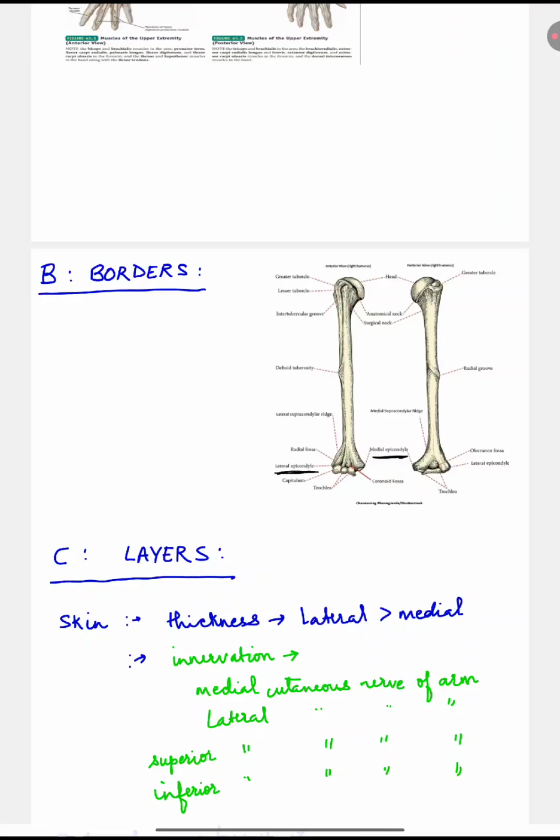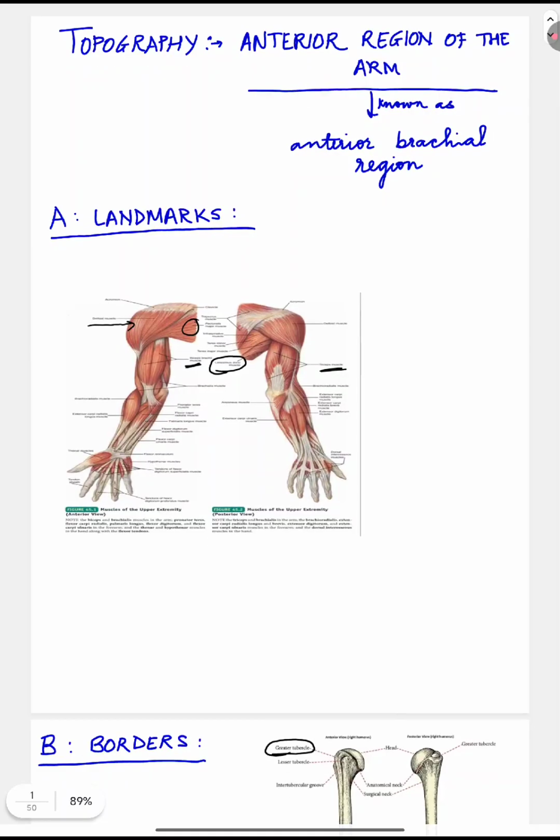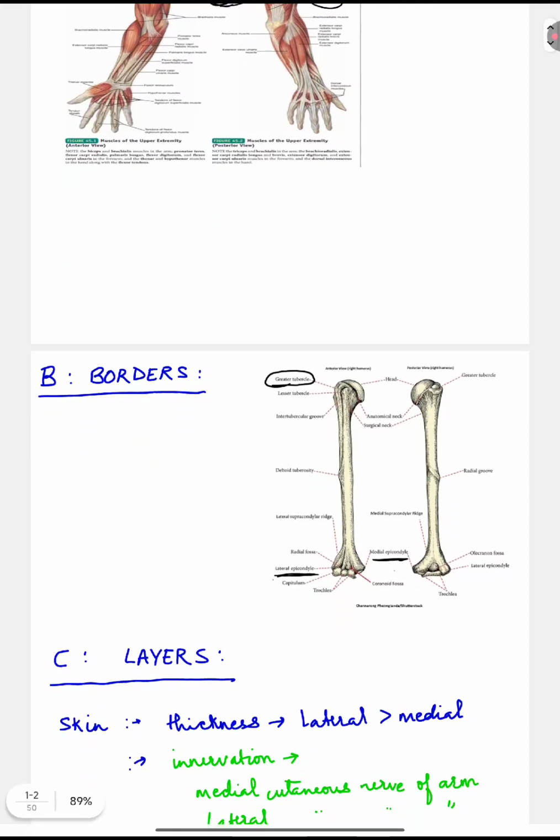Greater tubercle of the humerus. And sulci bicipitalis lateralis and medialis. Which is this? Fossa. Now, we learned about the landmarks. What are those? Deltoid muscle, pectoralis major muscle, latissimus dorsi muscle, triceps brachii, biceps brachii muscle, lateral epicondyle, medial epicondyle, greater tubercle, and sulci bicipitalis lateralis medialis. Now what are the borders?